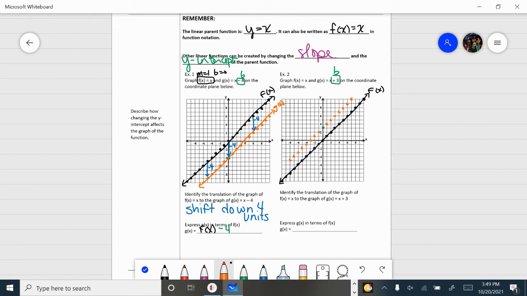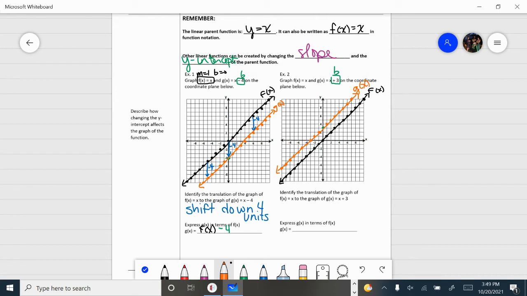Once we get all our points graphed, we'll go ahead and connect all our dots. And we want to try and graph as many points as possible. It makes our line a better line, so that hopefully it's a little bit straighter than what I seem to be doing today. There we go. We're going to label it as g of x.